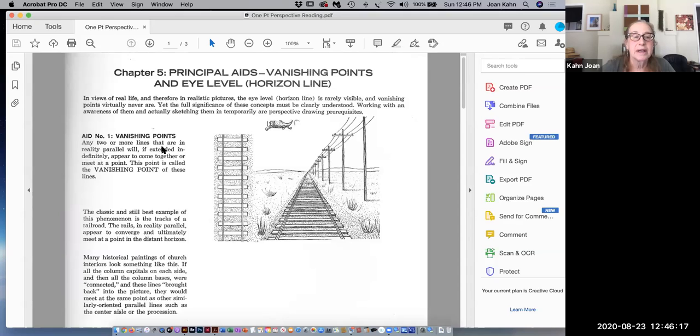Vanishing points. Any two or more lines that are in reality parallel will, if extended indefinitely, appear to come together or meet at a point. This point is called the vanishing point of these lines. So right here at the end of the railroad tracks would be the vanishing point. The classic and still best example of this phenomenon is the tracks of a railroad. The rails, in reality parallel, appear to converge and ultimately meet at a point in the distant horizon.